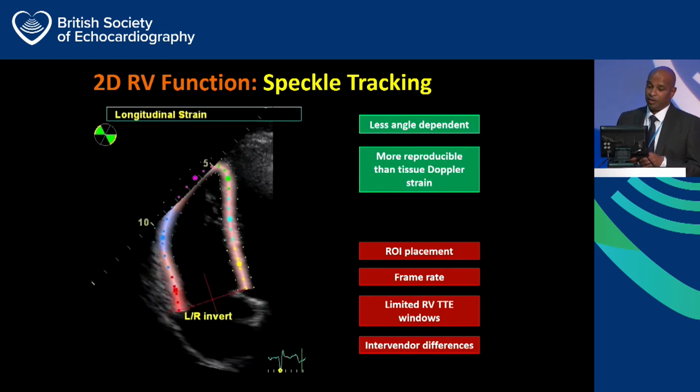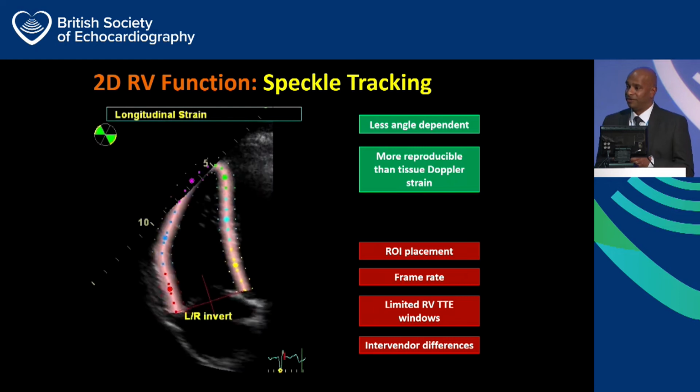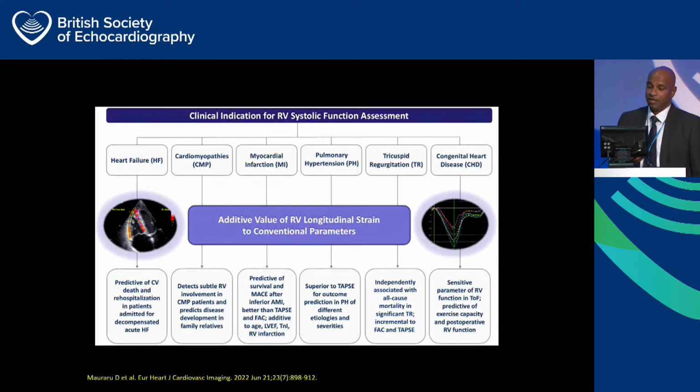As with most advanced imaging techniques, if you don't have good 2D image quality, you're not going to be able to produce good advanced techniques such as strain or 3D imaging. And unfortunately, inter-vendor differences in terms of algorithms still exist. There's been a whole lot of data showing the importance of RV free wall strain in a number of different disease states, showing how it's important in assessing diseases at an earlier stage rather than traditional markers that we measure, and also in terms of prognosis.